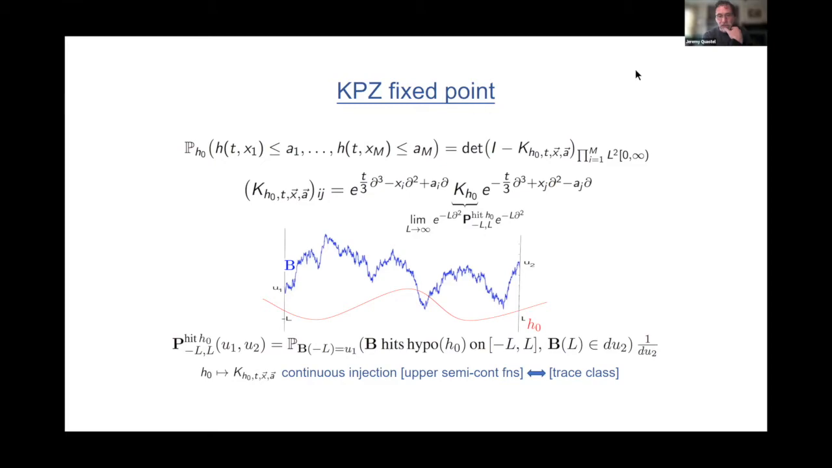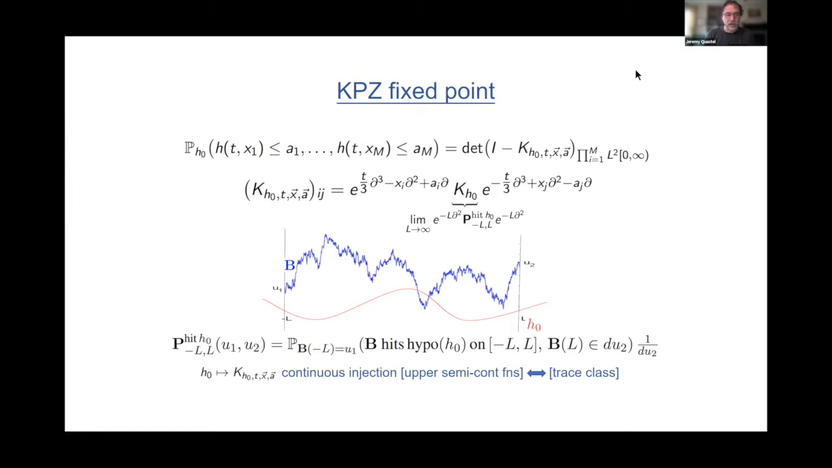And so what I have to tell you is how you get this K_{H_0} from your initial data, and that's through this hit operator. The operator is just defined by its kernel. You have a Brownian motion starting at u_1 at time minus L, and you ask it to go to u_2 at time L, and in between hit below your initial data H_0. Things have gotten flipped a little because you went from the X representation to the H representation.